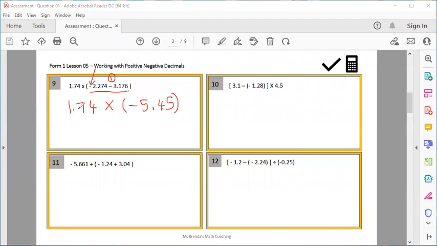Now, all you need to do is times with 1.74. So you press the times button. Make sure you press equals first. So you get negative 5.45 times 1.74, and your answer should be negative 9.483. Did you all get this?